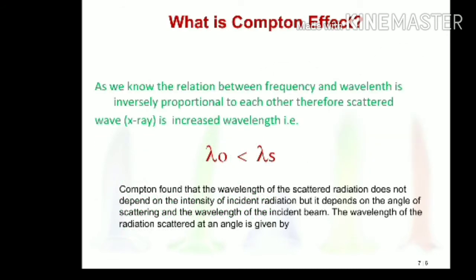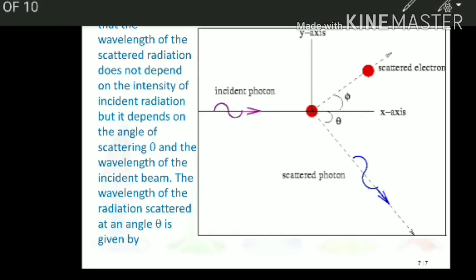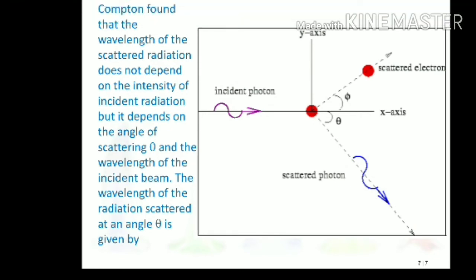So in the Compton effect, as we know, the relation between frequency and wavelength is inversely proportional. Therefore, the scattered wave has an increased wavelength. That is, lambda 0, the incident wavelength, is lower, and the scattered wavelength, lambda s, is greater. So this is the schematic presentation of the Compton effect.